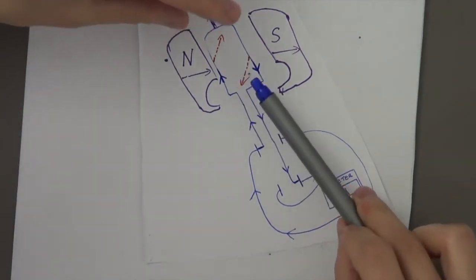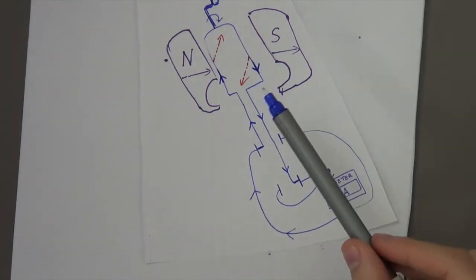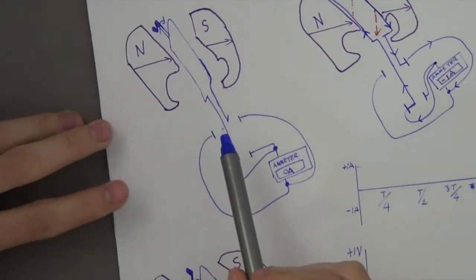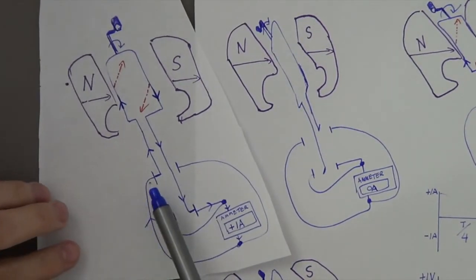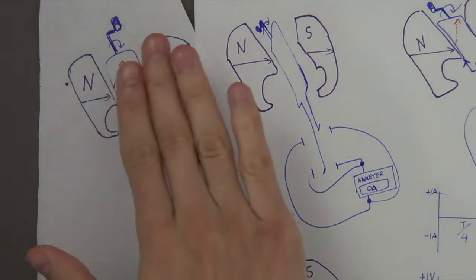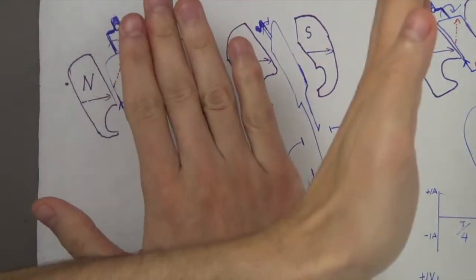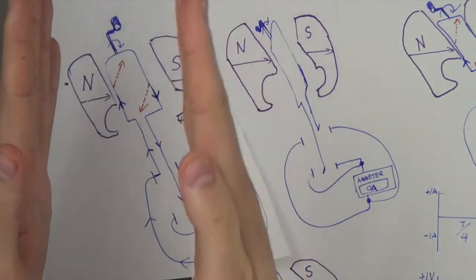Now, obviously this bit of wire is rotating. So let's see what happens when we've moved it a quarter through its cycle. I've drawn several diagrams. This is the next stage. Just to recap, we start off with this diagram, where the coil of wire is parallel to the magnets on either side. Now it's gone like that.